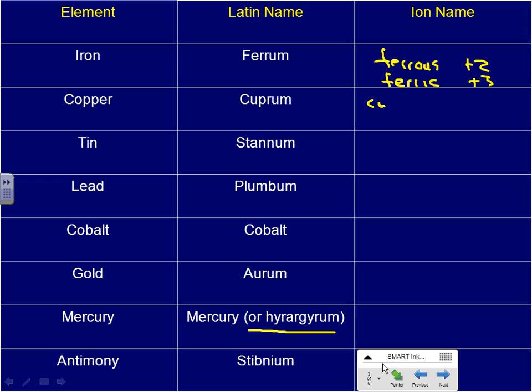For copper, it's cuprous and cupric. And I think is it 1 and 2? You check my numbers. I'm just going from what I remember. Is it 1 and 2? All right? So when you get a name like cuprous, you still have to go back to the copper and pick the low one.